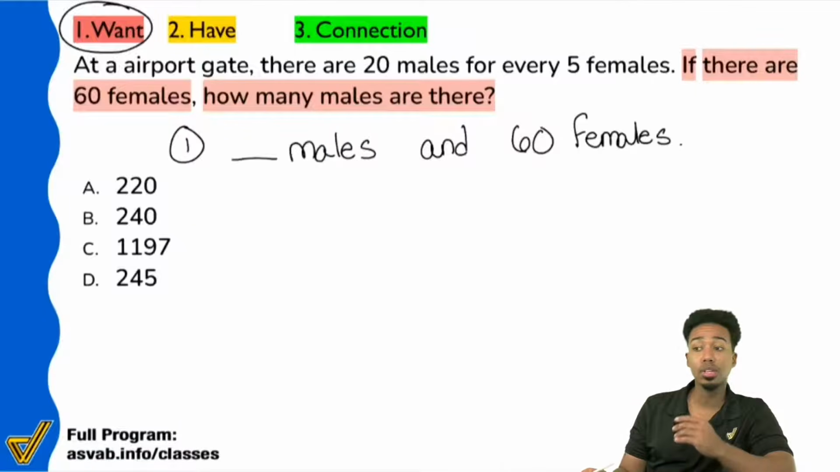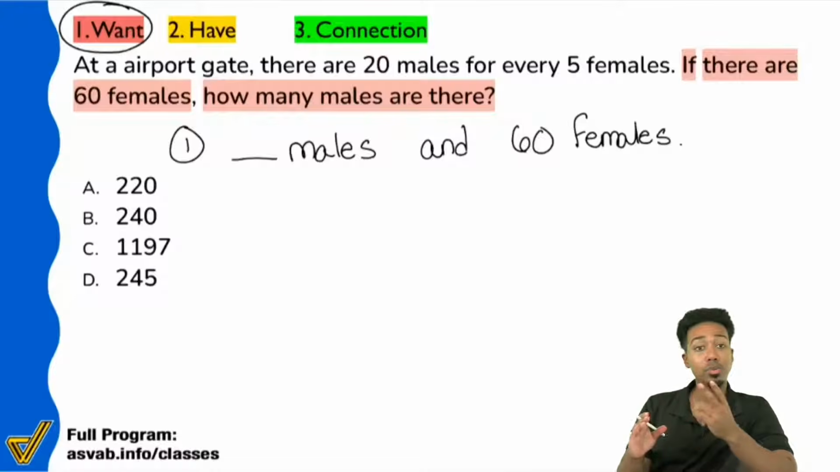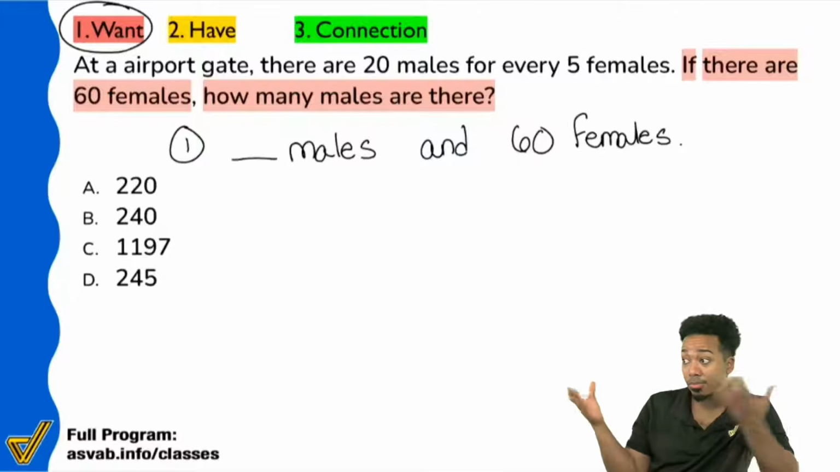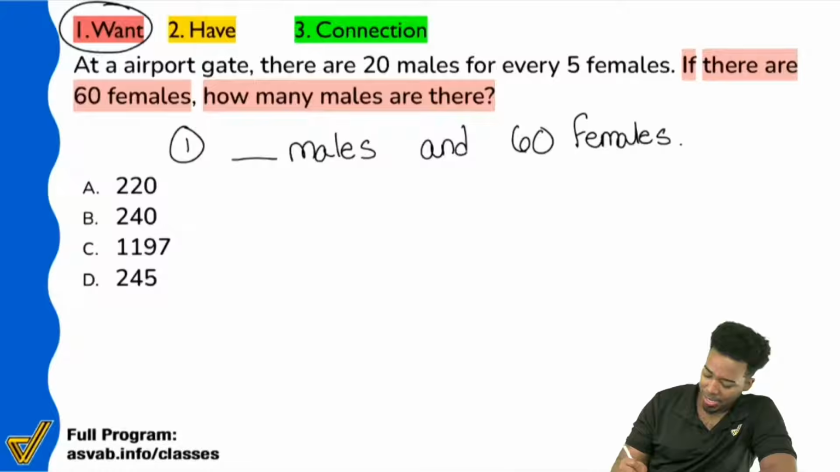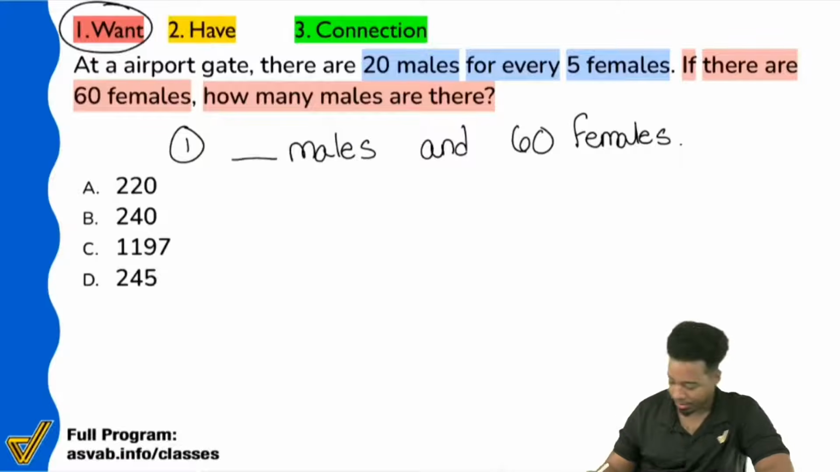So here's what we're going to do next. We're going to gather the information that we have. Again, first step, point out the question. Step 2, what information do we have that could possibly help us answer that question? So what information do I see? At an airport gate, let's read it from the top there: there are 20 males for every 5 females. Okay, so we have 20 males for every 5 females.